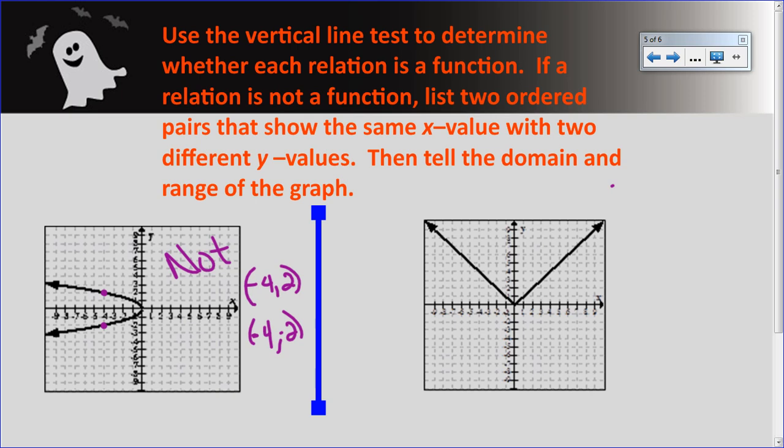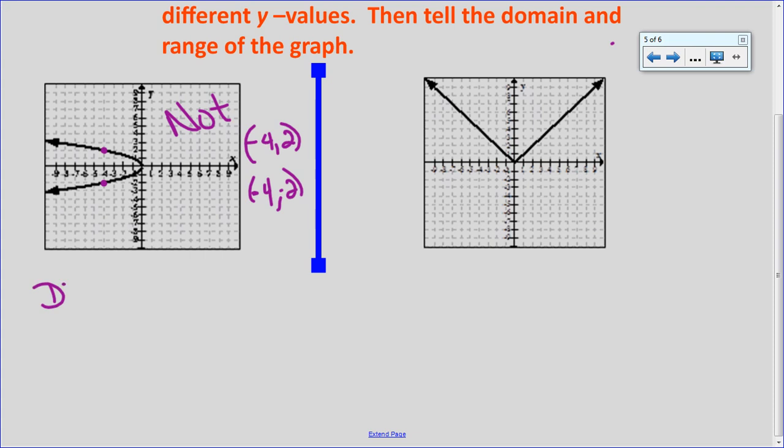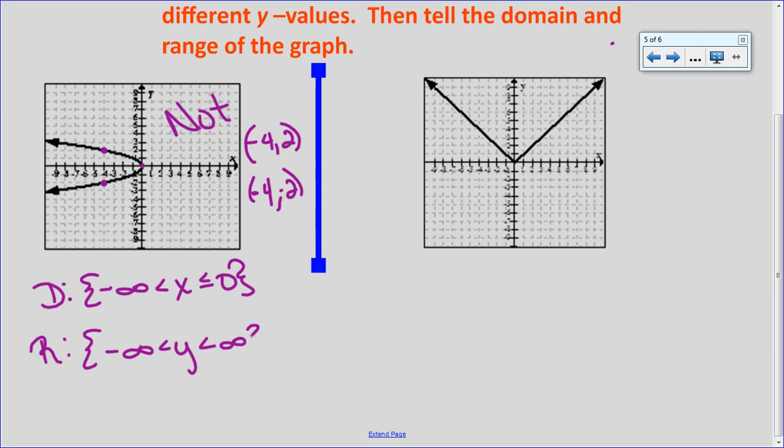If I were going to write the domain and range, let's go ahead and take care of that. The domain is going to be the left and the right. Well, these arrows extend to the left forever, so it becomes -infinity. But it stops right here at 0 and doesn't continue on. My range, on the other hand, because of the arrows, goes from -infinity to +infinity because those arrows are going to go up and down forever.